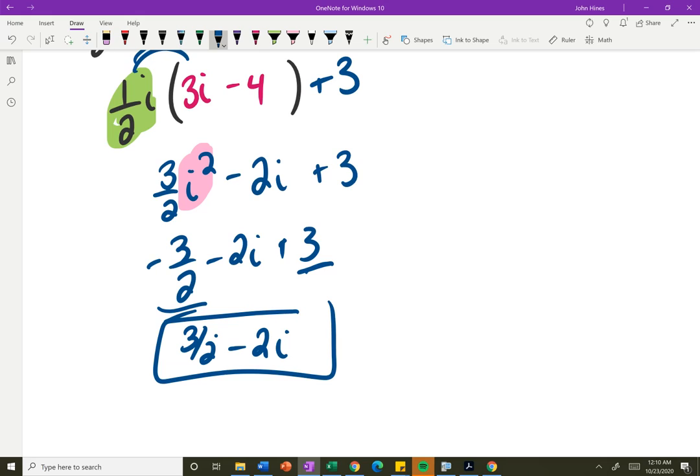Okay, so hopefully you feel better working with complex numbers. The key thing to remember: i squared is your sign changer. i squared equals negative 1. And we'll keep working with complex numbers as these lessons progress.